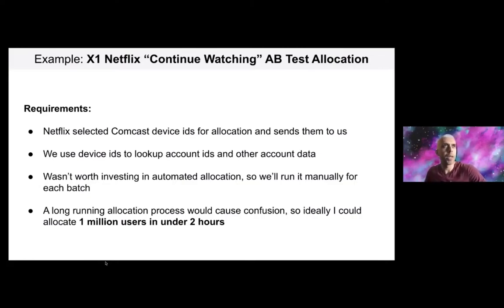Because of the way that we allocate, we use a system called ARS, and ARS is refreshed in a reboot window, which is over the middle of the night. So if our allocation time took too long, it crossed that day boundary. It might cause a lot of confusion where not all of the users in a batch got allocated on the same day. I thought that would be very confusing, both for us and for Netflix. So my goal was to be able to allocate 1 million users in under 2 hours.